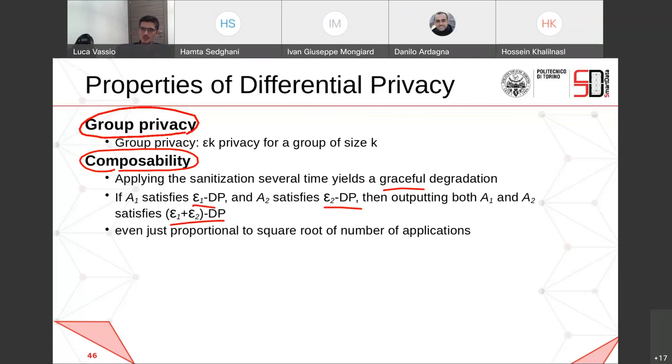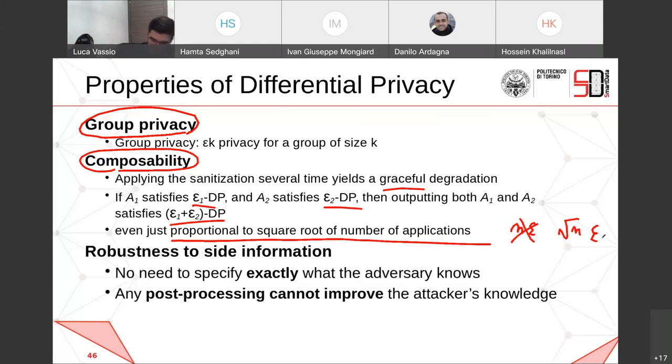And actually, if you're a bit smart and we don't do requests independently, we can even improve this linear sum of the epsilon, and we can reach something proportional to the square root of the number of applications. So if we do n, let's say, smart queries, it will not be n epsilon, it will be square root of n epsilon.